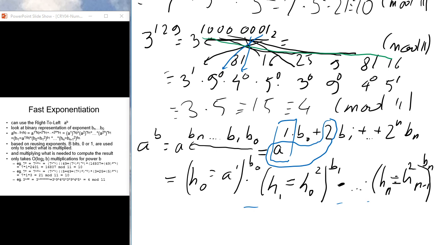Also, I'll just remark that the last variable hn is never used, was written here just for representation, so we only need to go to hn minus 1. So the total number of computations is given by the number of bits of b, that's the number of multiplications between n and 2n. For an exponent b, it's log of b.